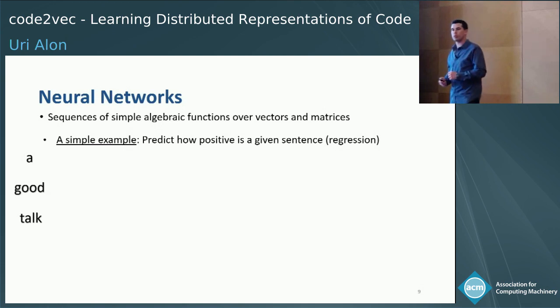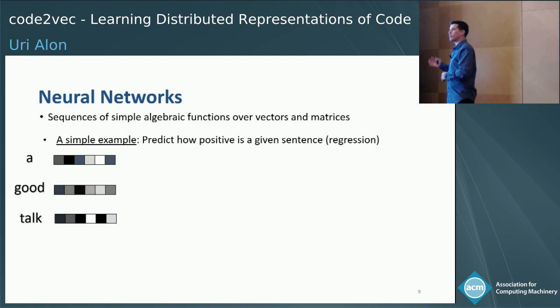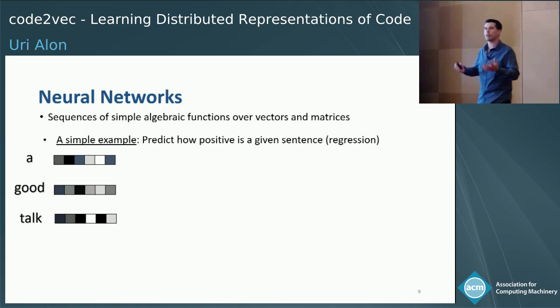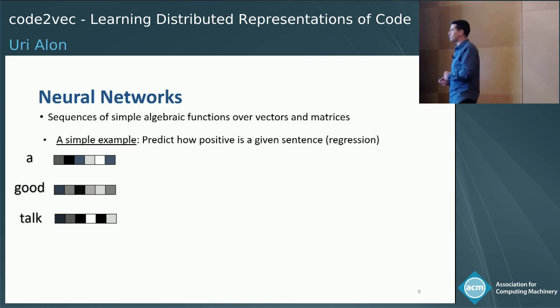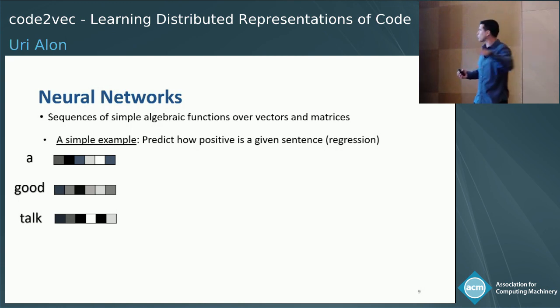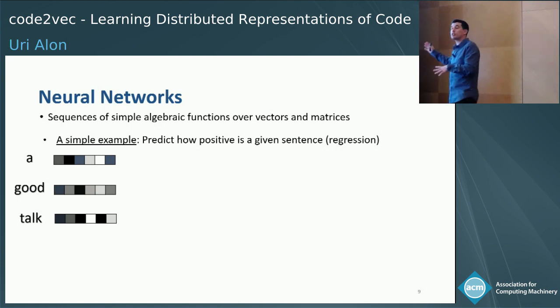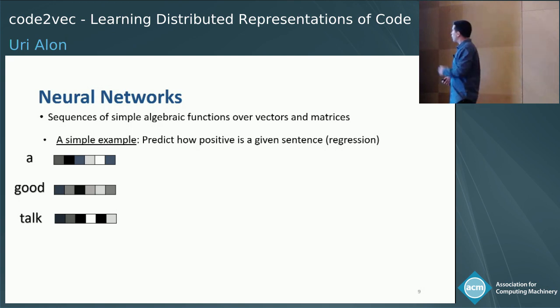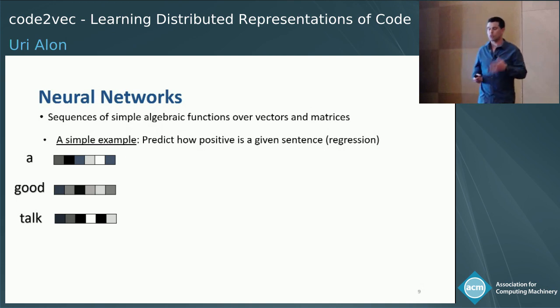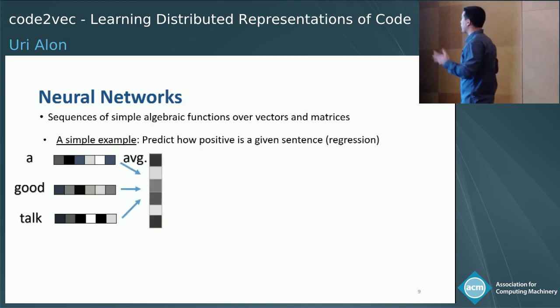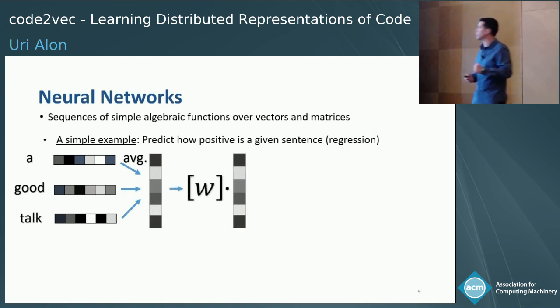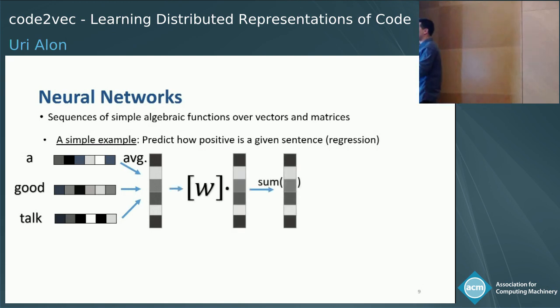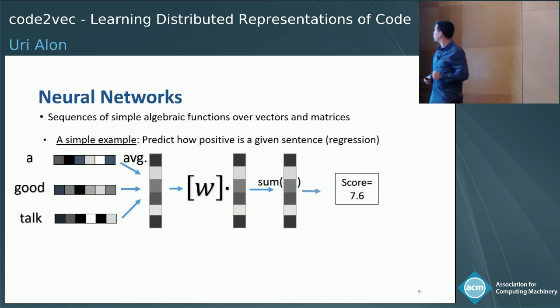One possible way to do that is to start with word vectors, a vector for every word that we observed in our training data. These vectors can either come from an external model, such as code2vec, or, what many people don't know, these vectors can be initialized randomly and just learned with the rest of the network. We then perform a sequence of algebraic transformations. For example, we can average these vectors, and then we can multiply the result by a learned matrix W, and then we can sum the vector's elements and get a scalar score.